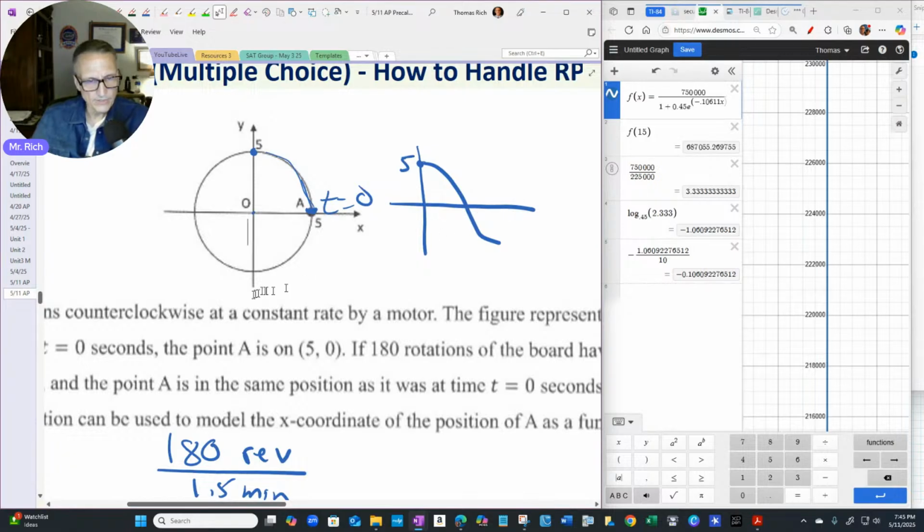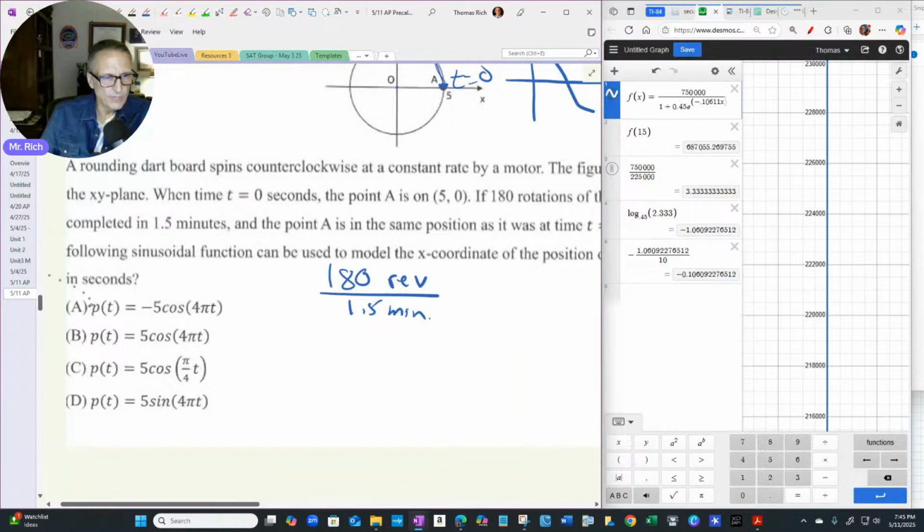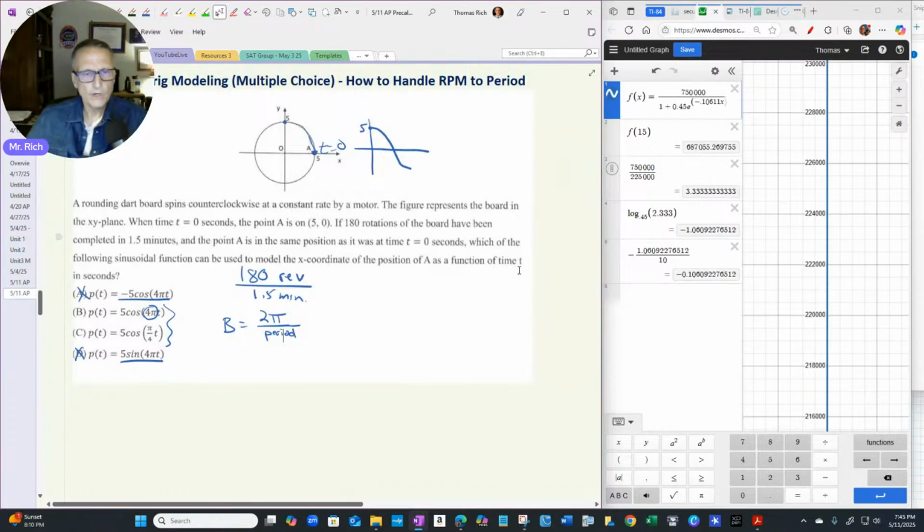So just looking at these answers, it looks like we do get rid of A and D, because cosine is not starting at a negative, or it's not starting at the midline. So therefore, we get rid of those. So it all comes down to what's the B value right there. As you know, B is 2 pi divided by period. So we have to know what the period is. And period, in this problem, is a time. It's the time it takes for one revolution.